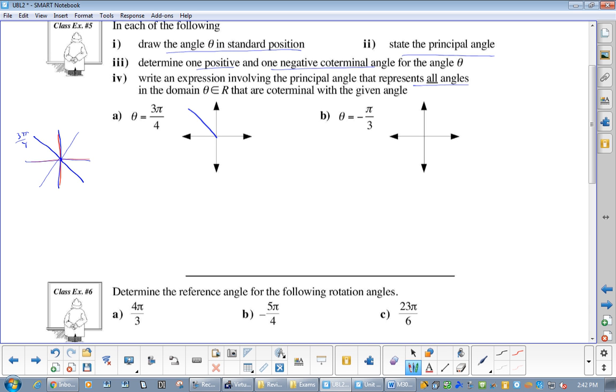Now the first thing, well, it says draw it in standard position. State the principal angle. Well, the principal angle is 3 pi over 4. So 1, we did it. 2, the principal angle is the smallest angle from the x-axis. So 3 pi over 4, or the original. Okay, and it says state one positive and one negative coterminal angle. Well, if I want to find another coterminal, what do I do to that?